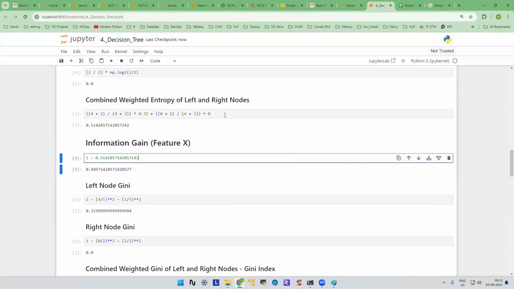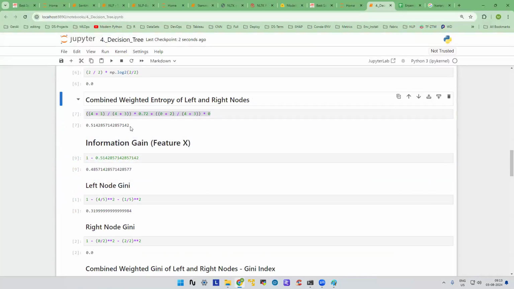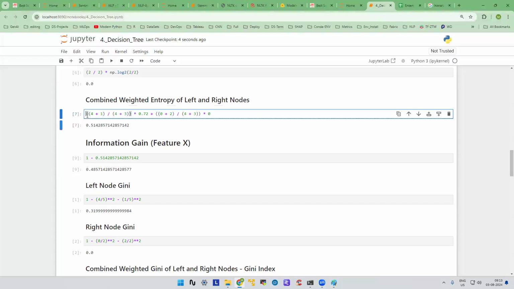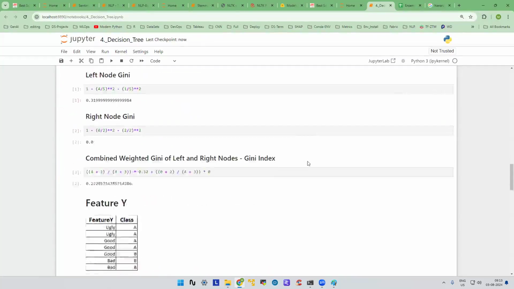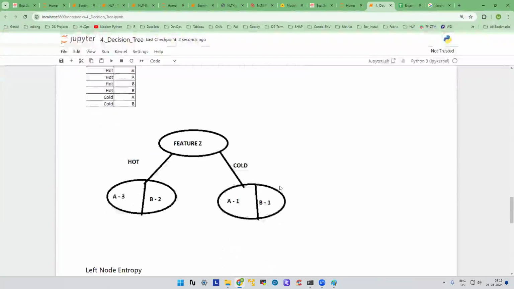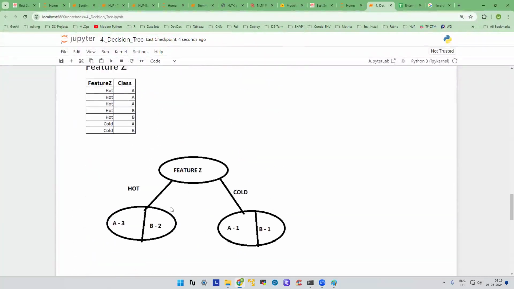All right, so what we got here is 0.51. So we need to subtract from 1. Actually, the formula is 1 minus, so what we got here is 1 minus 0.51, which is 0.48. Same way, we need to calculate for Z also. Z, we got this one.